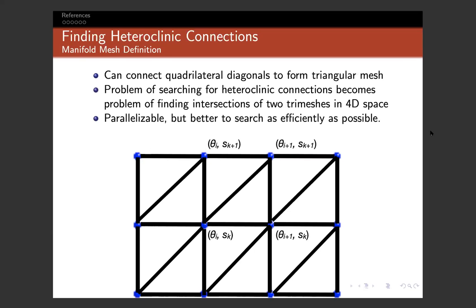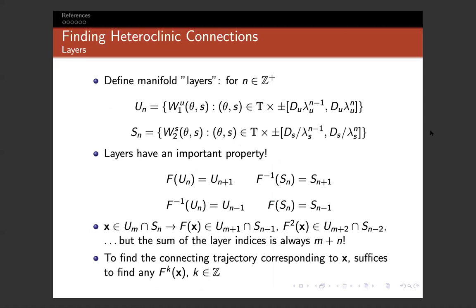And then what you can do is, of course, finding intersections of quadrilaterals. Well, in 4 dimensions, that's not even necessarily well defined. But what you can do is connect the diagonals to form triangles. And now this is well defined, that each triangle represents a plane in 4 dimensions. And the problem of searching for heteroclinic connections between these manifolds just becomes the problem of finding intersections of triangular meshes in 4D space. And of course, this is parallelizable, but it's still better to try to cut down the search as much as possible. So now, of course, for this, we can revert to the dynamics a little bit to restrict our search.